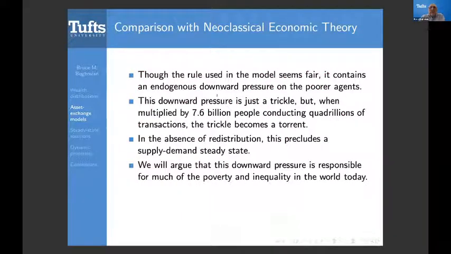So just a quick point: though the rule seems fair, it contains an endogenous downward pressure on all the poorer agents. People would argue that if they have an equal chance of winning and losing, it's not that unreasonable to engage in the transaction. And yet there's a downward pressure. It is just a trickle, but we would argue that if you multiply this downward pressure by 7.6 billion people in the world conducting quadrillions or even quintillions of transactions per year, the trickle becomes a torrent. And in the absence of redistribution, it precludes a supply-demand steady state.